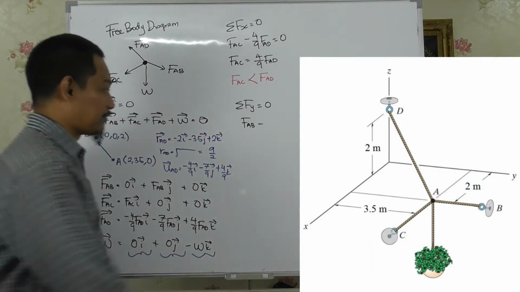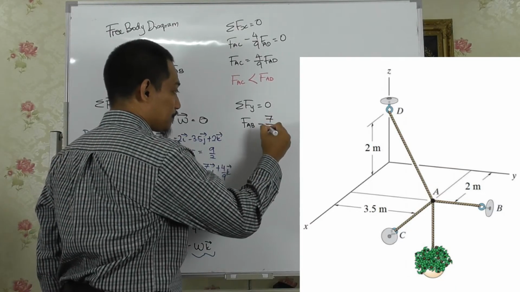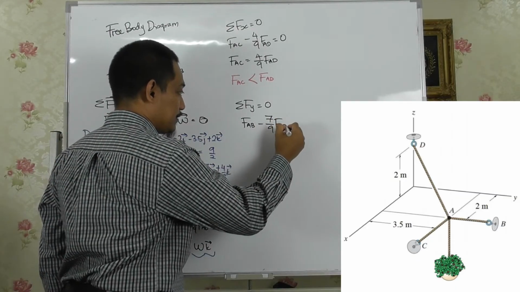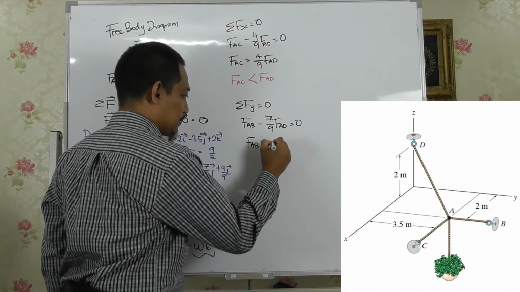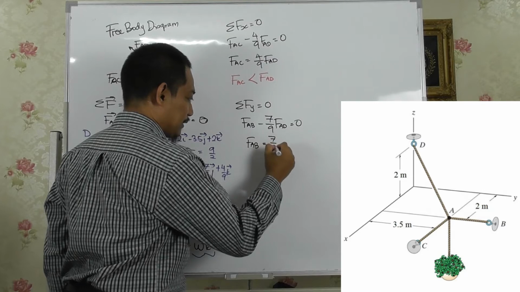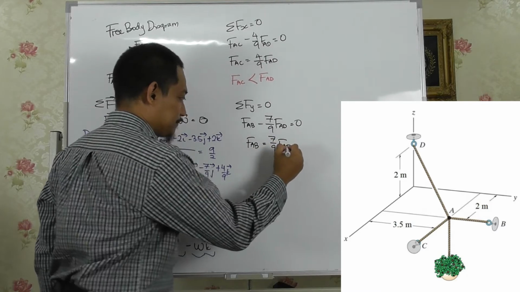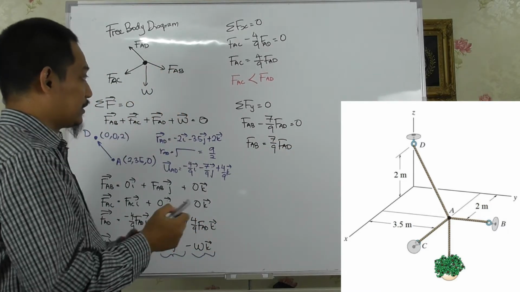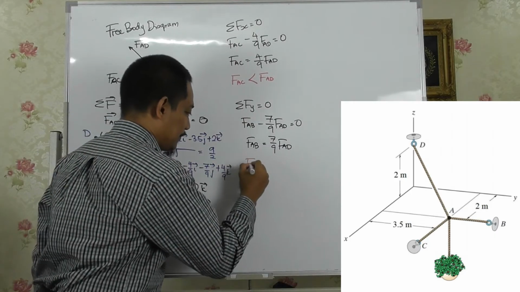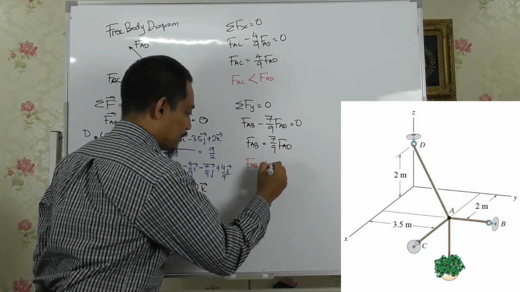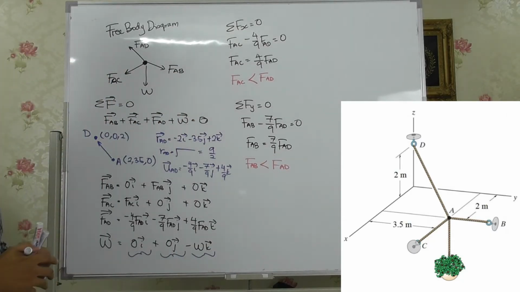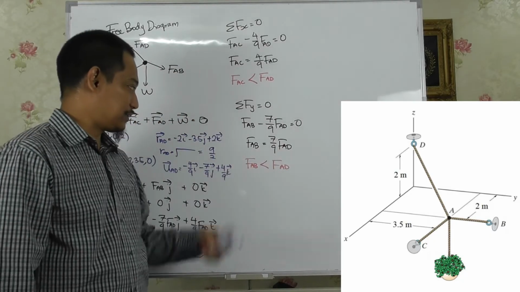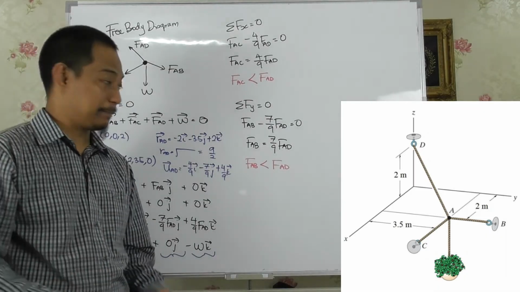minus 7 over 9 FAD equal to 0. So FAB equals 7 over 9 FAD. From here you can also conclude that FAB is smaller than FAD, right? Because for example, if FAD is 1, this one is 7 over 9, which is less than 1.